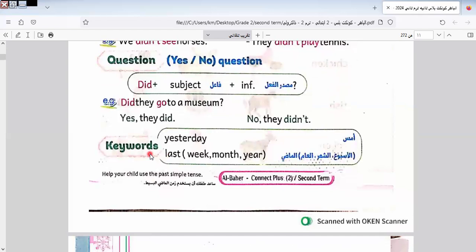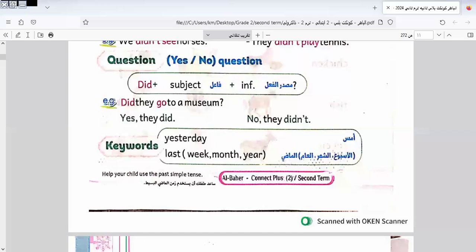What are the keywords of this tense? It will be yesterday, last, and ago. We have ago also. Okay, ago also is one of the keywords of the past simple tense. Let's go to another item here in this part.